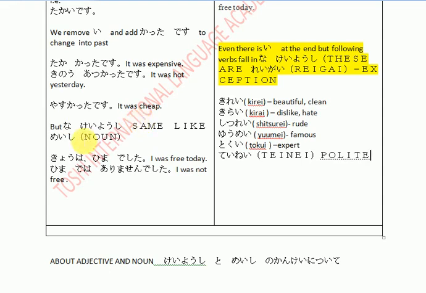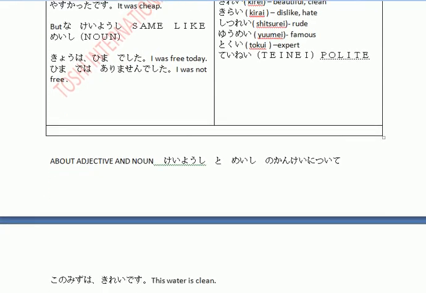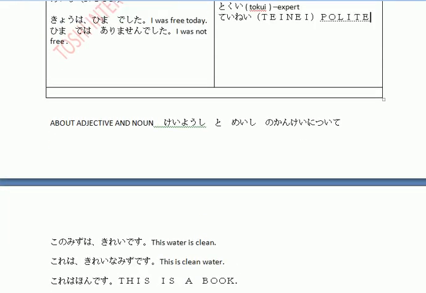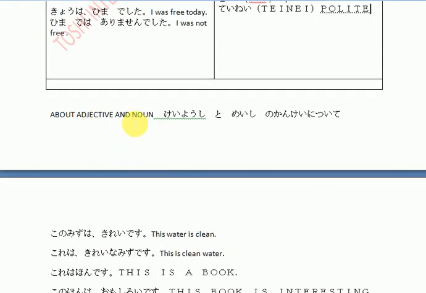But na adjective is the same as noun. So 今日は暇でした。Today I was free. 暇 is free. So 暇 is na adjective. So 暇でした。暇ではありませんでした。I was not free. Some of the relations between the verbs, noun, adjective I have written here. 形容詞と名詞の関係について。について is like about.